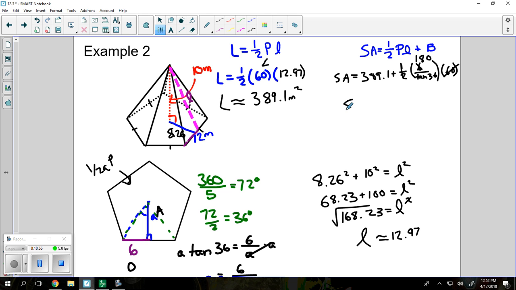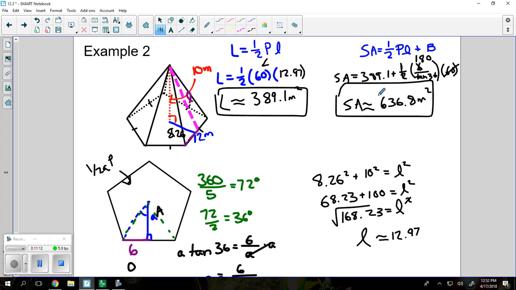And I'm getting approximately 636.8. And that seems valid to me. Like usual, the surface area must be larger than the lateral area, which it is in this case. Well, that's a relatively large base because all the sides are 12, and this whole thing's only 10 tall, so it is definitely wider than it is tall. So, seems good.